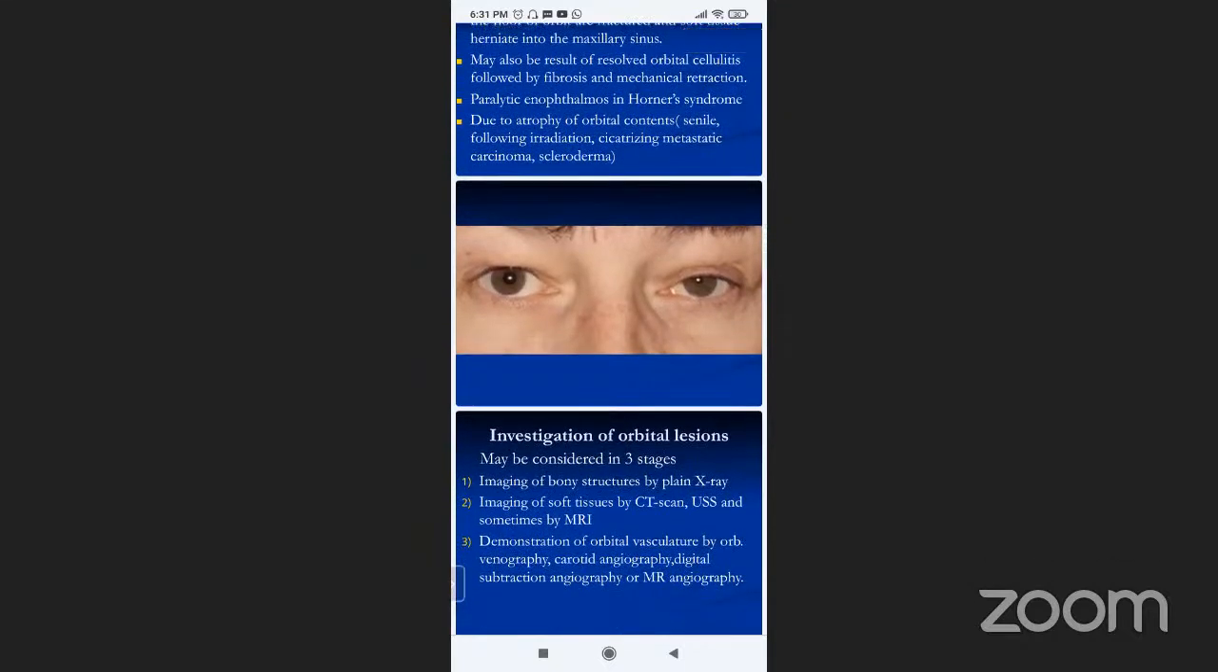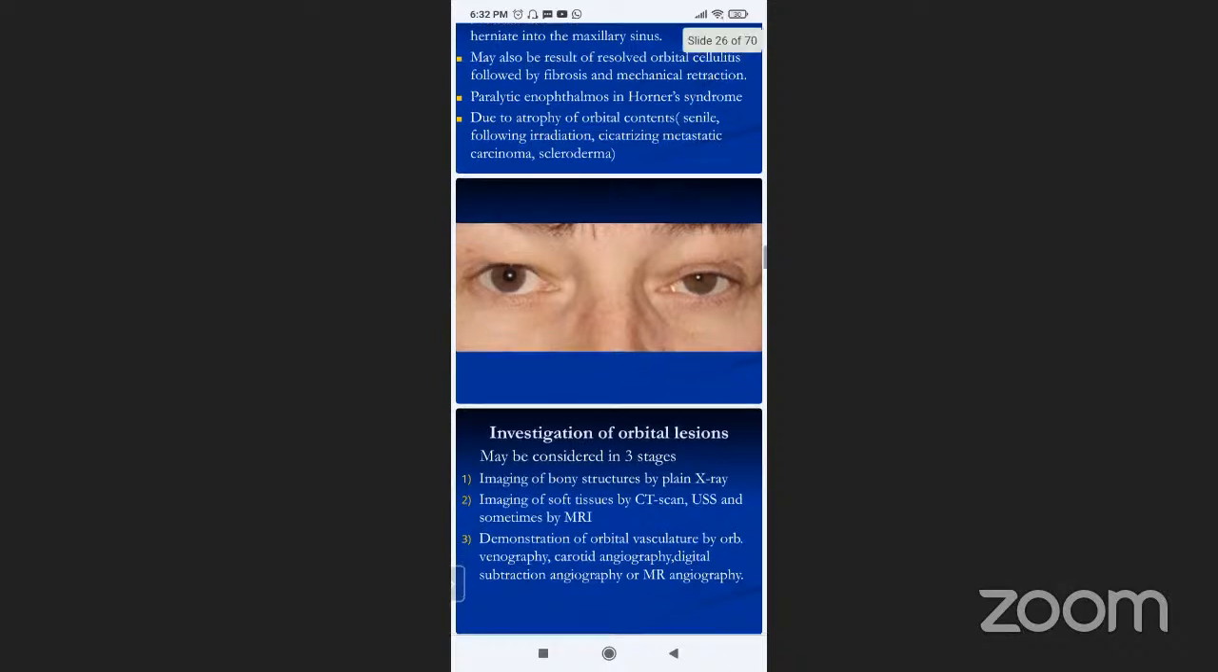Then how will you investigate a case of orbital disease? So we have discussed the clinical features of orbital disease like proptosis. Now, what are the investigations of orbital lesions? There are 3 stages of investigation. One is imaging of bony structures by plain X-ray, then imaging of soft tissues by CT scan, ultrasound scan or MRI, then demonstration of the orbital vasculature by orbital angiography, venography, carotid angiography, digital subtraction angiography or MR angiography, which can reveal some vascular causes like AV malformations, orbital varices and so on.